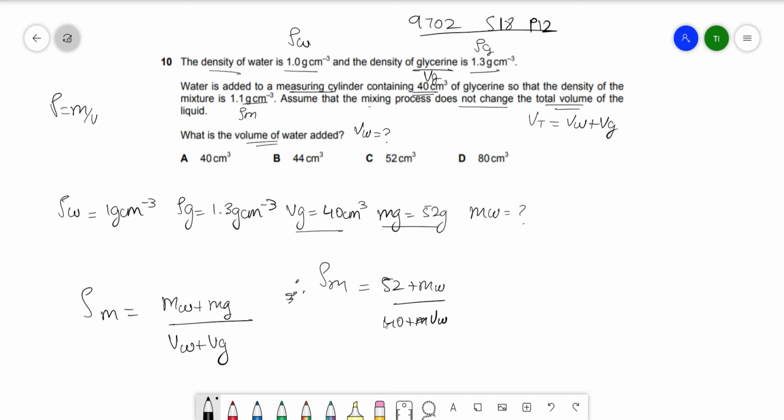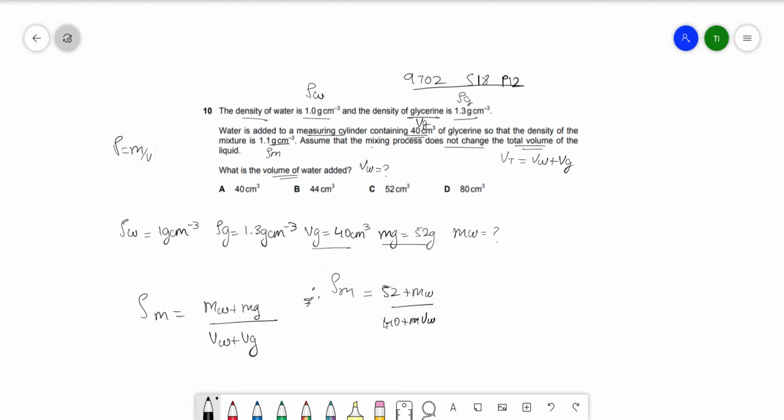And you have to see that we're supposed to find everything in terms of the volume, right? So how would you find the mass of water? Well, you just make m the subject of the equation. So it becomes m is equal to rho times v, right? Therefore 52 plus rho of water, v of water, divided by 40 plus the volume of water. Now over here you could go into the formula and make VW the subject and calculate a value for the volume of water that's added.